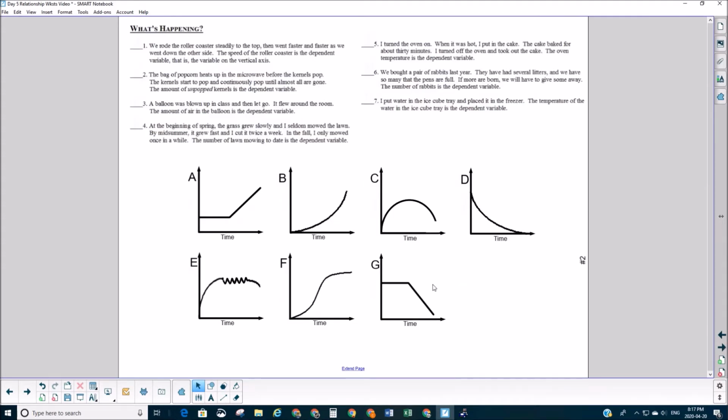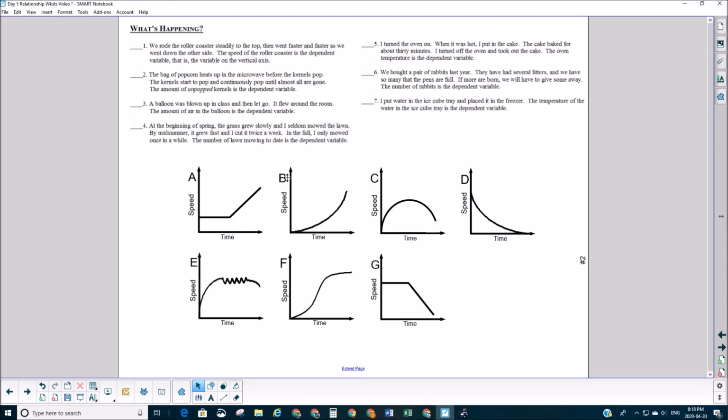All right, so here's the chart. Let's look at that first one. So remember, we're going to pretend speed is the dependent variable for all these. We rode the roller coaster steadily to the top, then went faster and faster down the other side. The speed of the roller coaster.